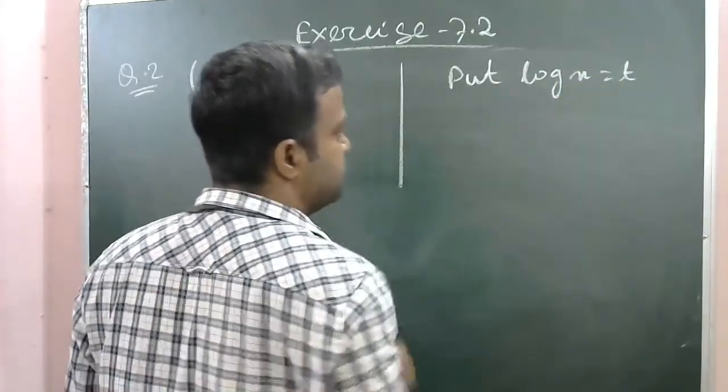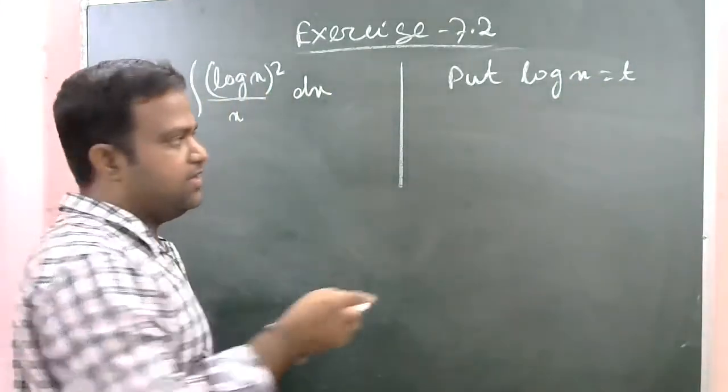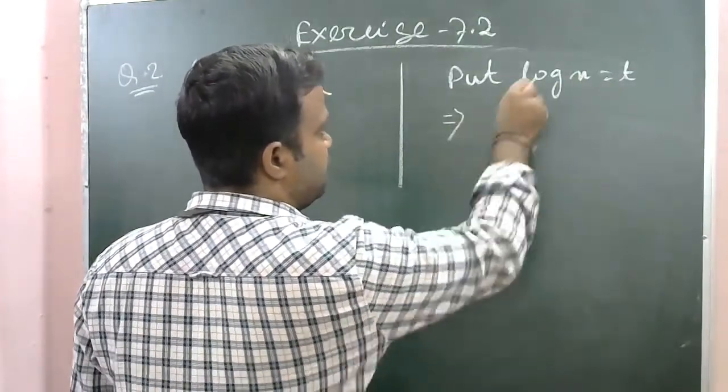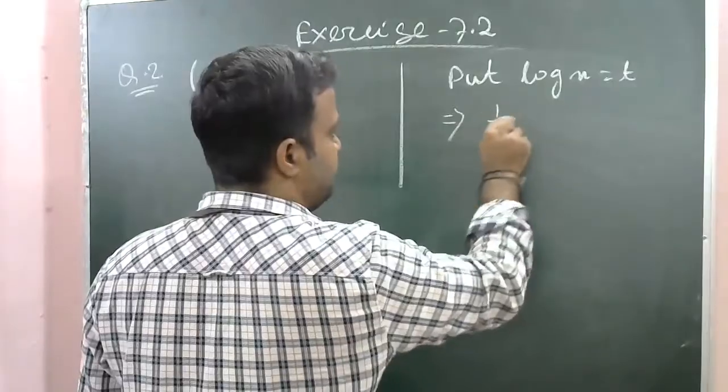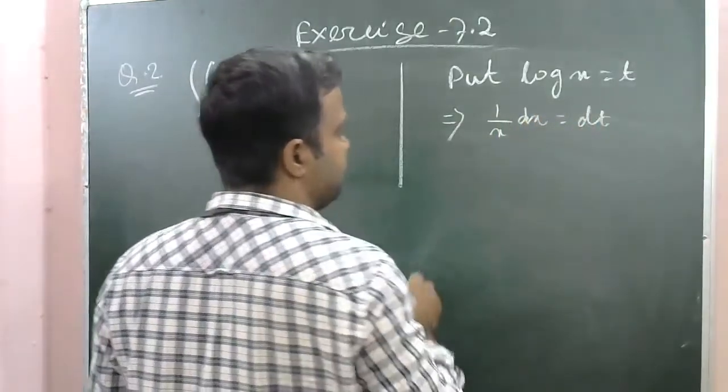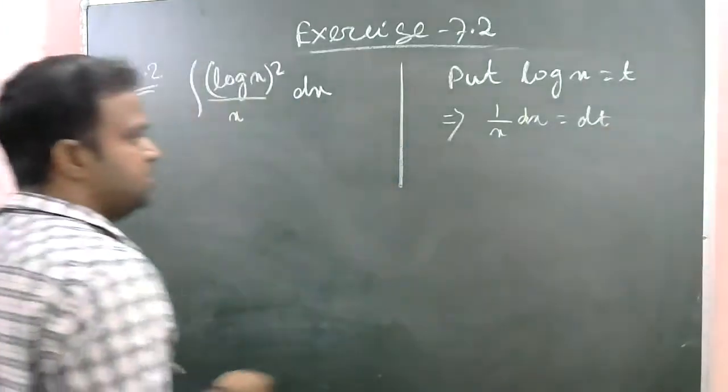Now I'll differentiate both sides, so I will not do d by dx again, I will do it directly. The derivative of log x is 1 upon x. So dx will come on the right side, dt is there. So 1 upon x dx is dt.